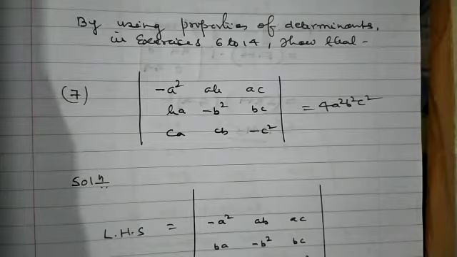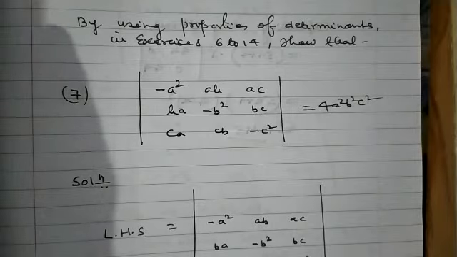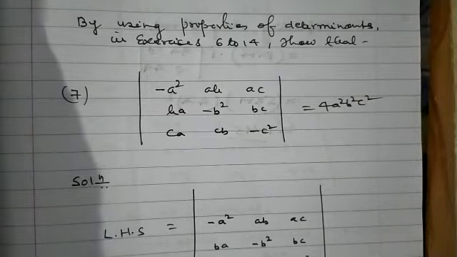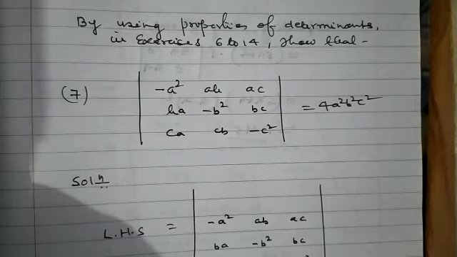The problem is the determinant with rows: minus a square, AB, AC; BA, minus b square, BC; CA, CB, minus c square. Now, how will you solve this type of problem? On the right hand side we have a square b square c square.